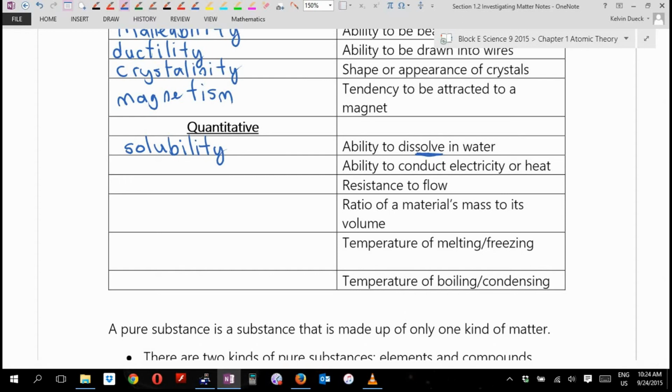The ability to conduct electricity or heat. What do we call that one? Conductivity. Okay, conductivity is both electricity but also heat as well. It's why most things that don't conduct electricity also make good pot holders, if you ever wondered, because they don't conduct heat very well either.